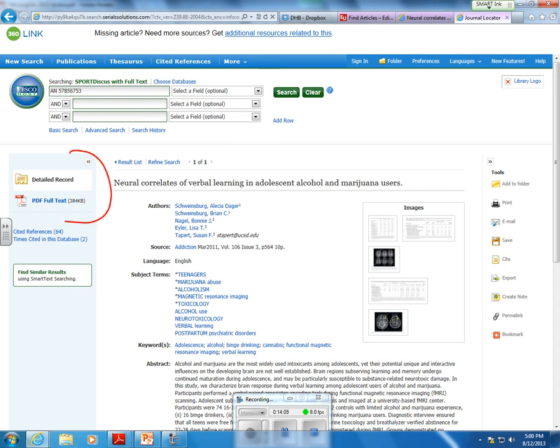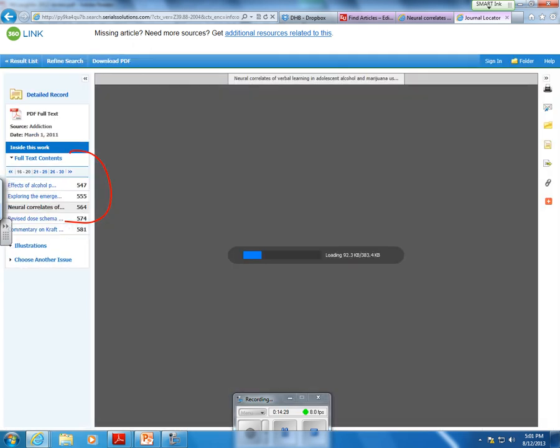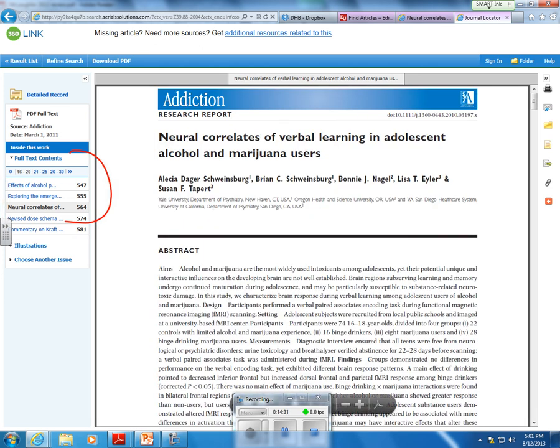Otherwise, what would have happened is it would have taken you to a page where it would have asked you if you wanted to order this article via interlibrary loan. You can, of course, do that, but you need to give yourself a good amount of time. So you couldn't do that with a couple of days before the paper is due. But in this particular case, we've lucked out. We can get a PDF of this particular article.